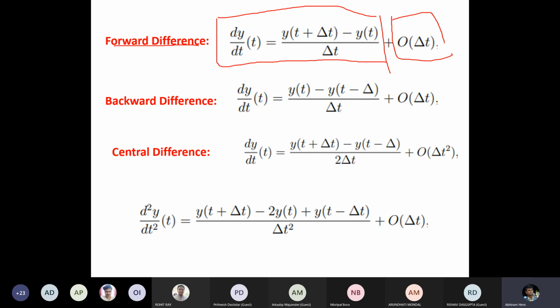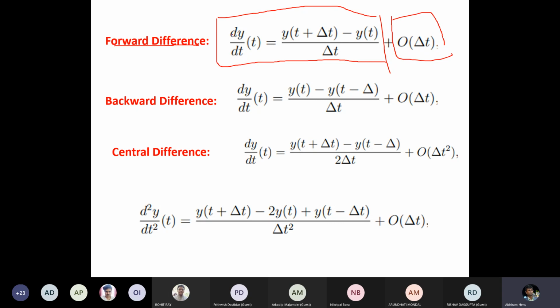So due to this truncation, because you are not considering the entire Taylor series, some error will be introduced, which is known as truncation error. Now the truncation error will be of the order of delta t in this so-called forward difference. Why forward difference? Because you are taking a forward point at t plus delta t, minus y(t), by delta t to approximate this.